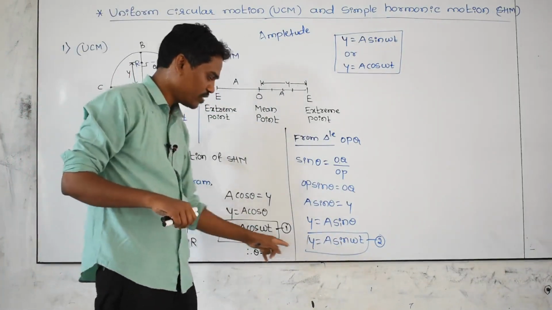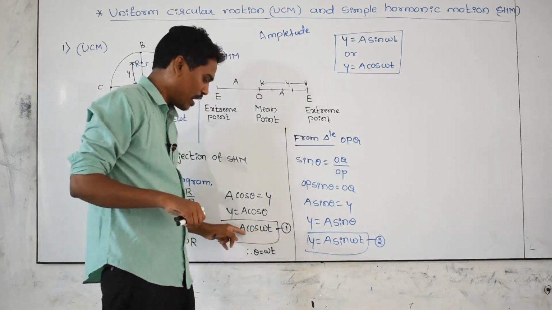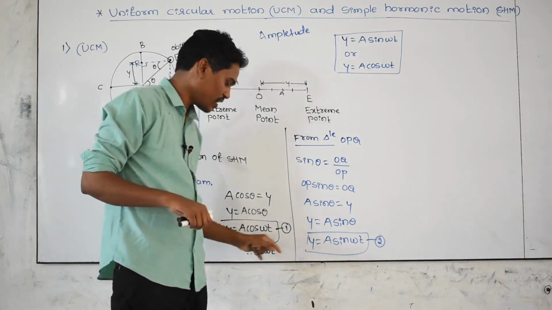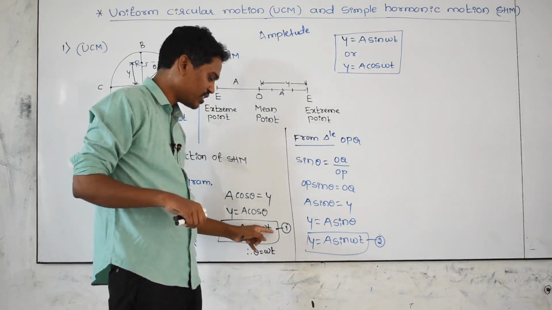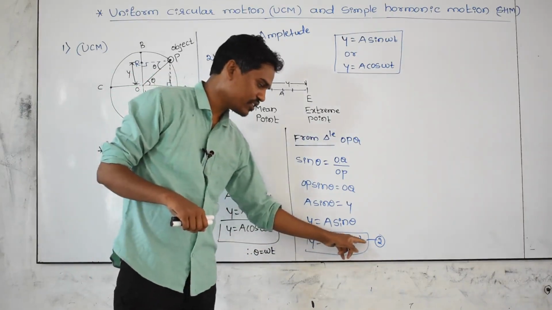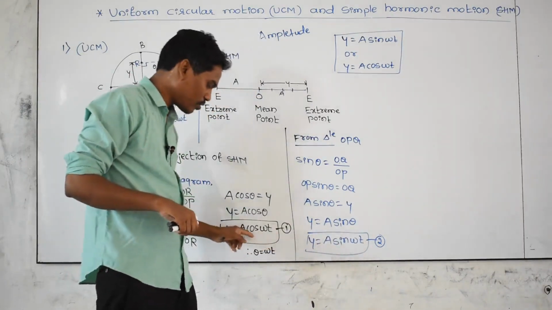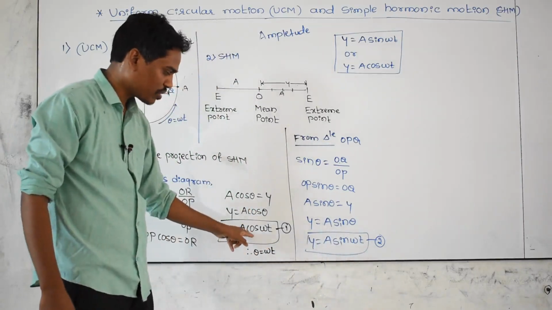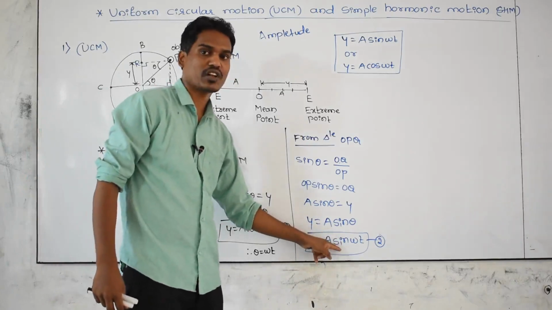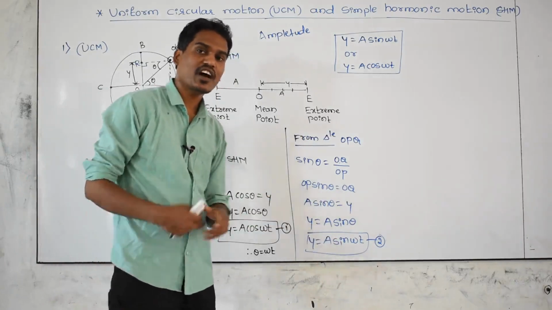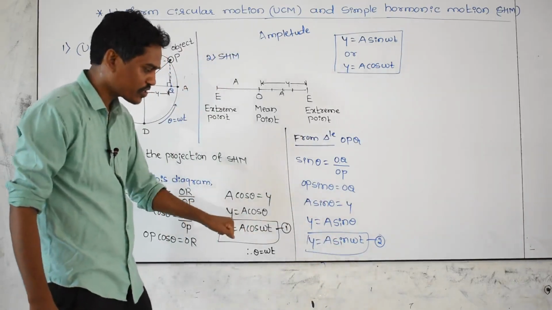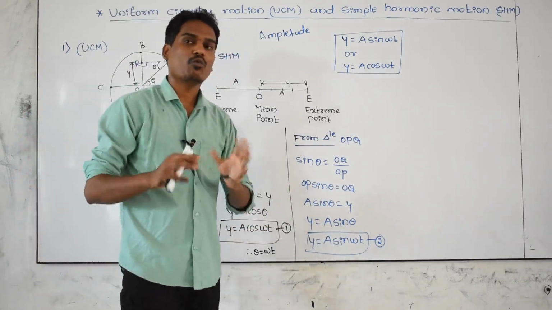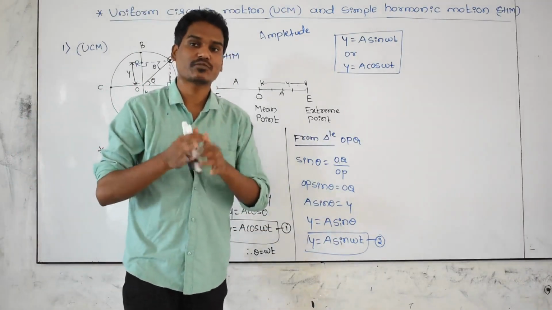Y is also displacement, A is amplitude, and omega is angular frequency with respect to time. Here a cos function is there, and here a sine function is there. This is also an equation of simple harmonic motion. But why are they different? This one has a cos function, but that one has a sine function. Why are these two equations different? There is a reason.